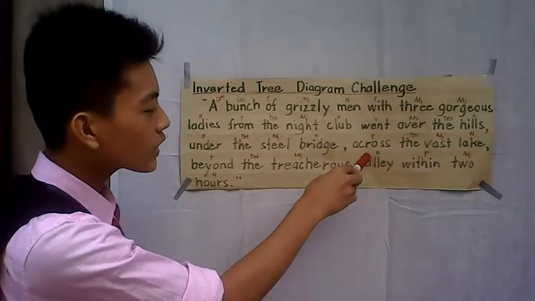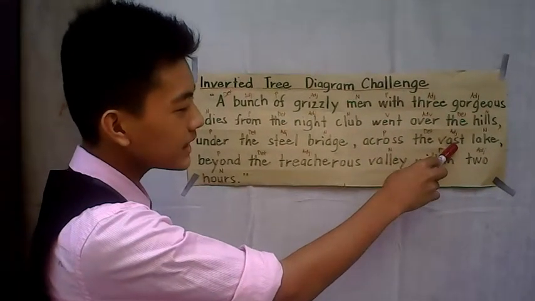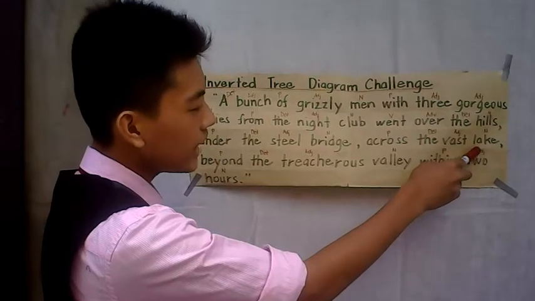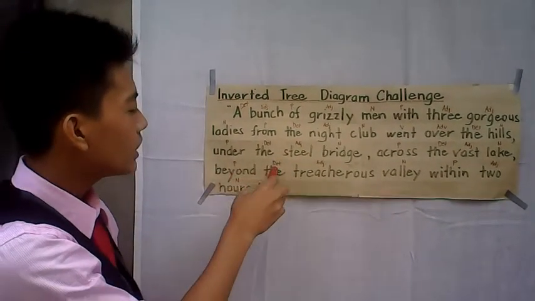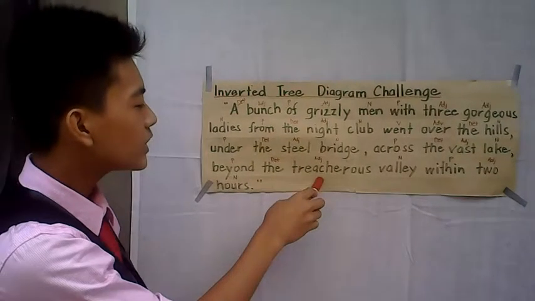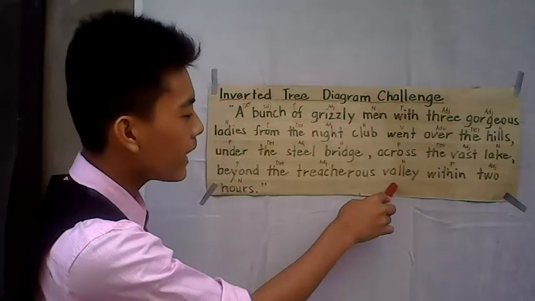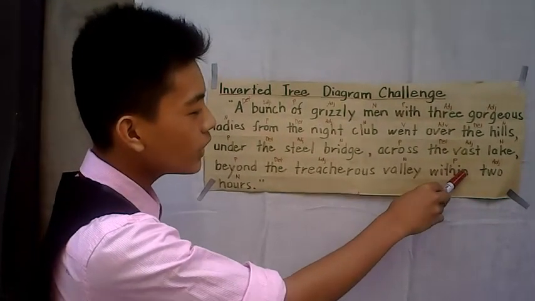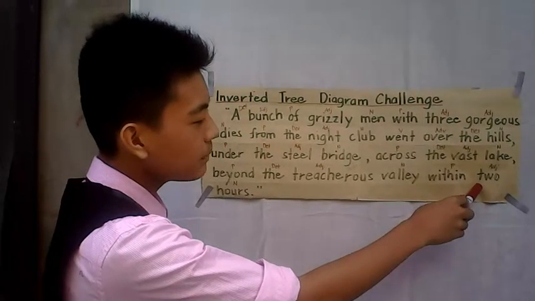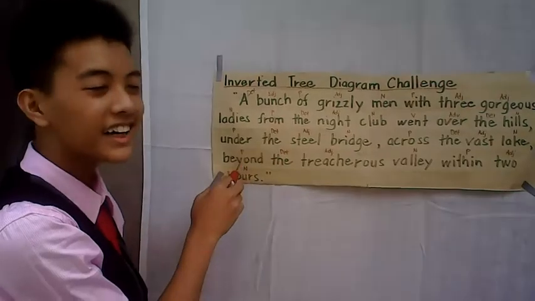Across is a preposition. The is a determiner. Vast is an adjective because it describes the noun lake. Lake is a noun. Beyond is a preposition. The is a determiner. Treacherous is an adjective because it describes the noun valley. Valley is a noun. In is a preposition. Two is an adjective because it describes the noun hours. Hours is a noun.